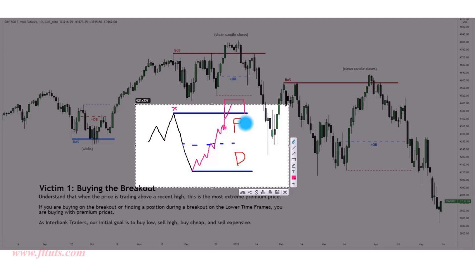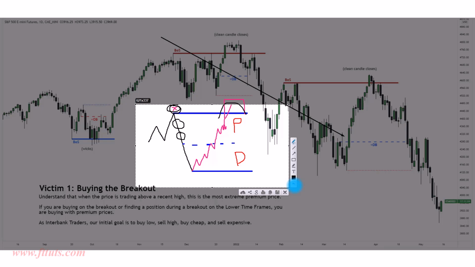So be aware of when this is happening, especially if the higher time frame says we have to go down. In a bearish trend, you should see price trading above old highs as a potential resistance level, right? So if the order block here doesn't hold, if the gap here doesn't hold, then you see the liquidity pool above it to be the most extreme level in terms of resistance.